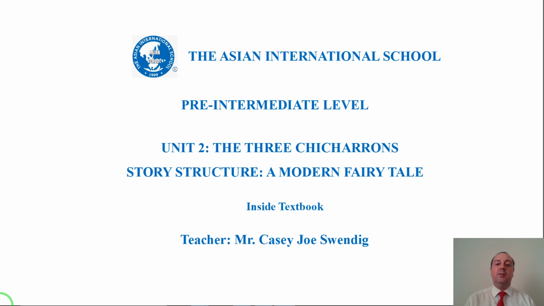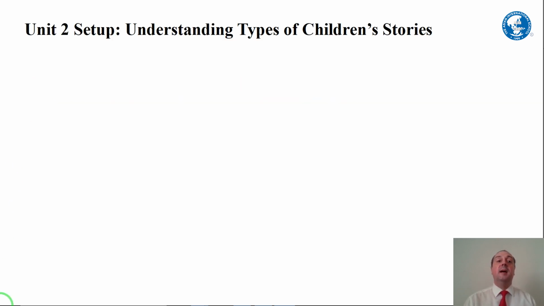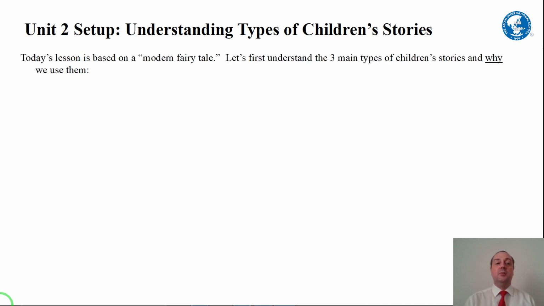Today we are studying in Unit 2 a story called The Three Chicharrons, and it is what we call a modern fairy tale. So we're going to talk about story structure and what kind of tales we can tell. In today's lesson, we'll understand and identify different types of children's stories and why we tell them. We'll use tools to analyze modern fiction writing. We'll identify the parts of a story for better understanding, and then we'll read and understand the key parts of this modern fairy tale. So let's get started by understanding types of children's stories.